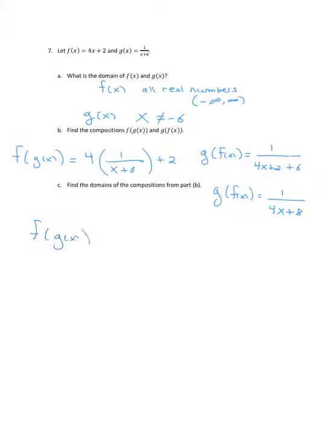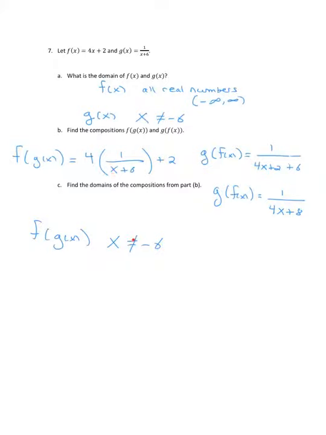F of g of x. What's the domain? I can't use -6. If you think about it, before we even get the formula, you'd have to put -6 in place of x here, but that number can't even go in place of g. And because of that, I can see it in the formula as well. -6 is a problem, but everything else is okay.